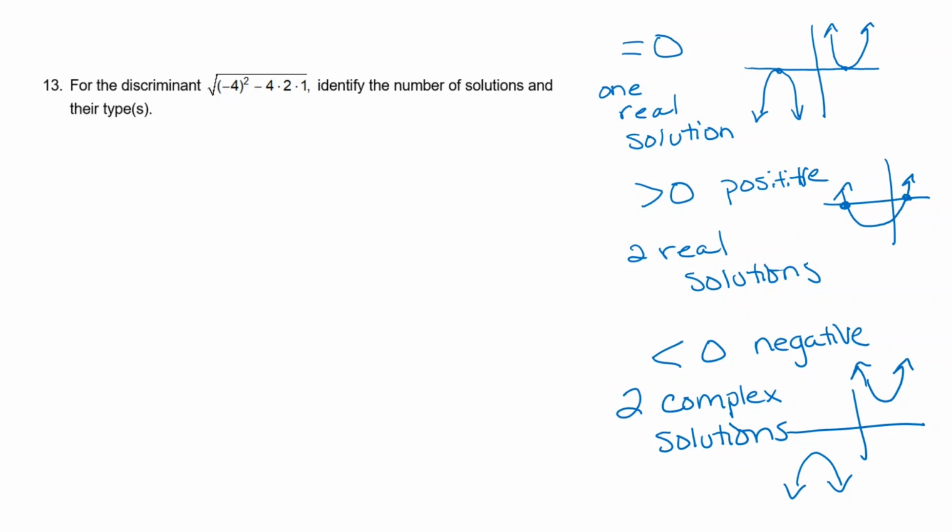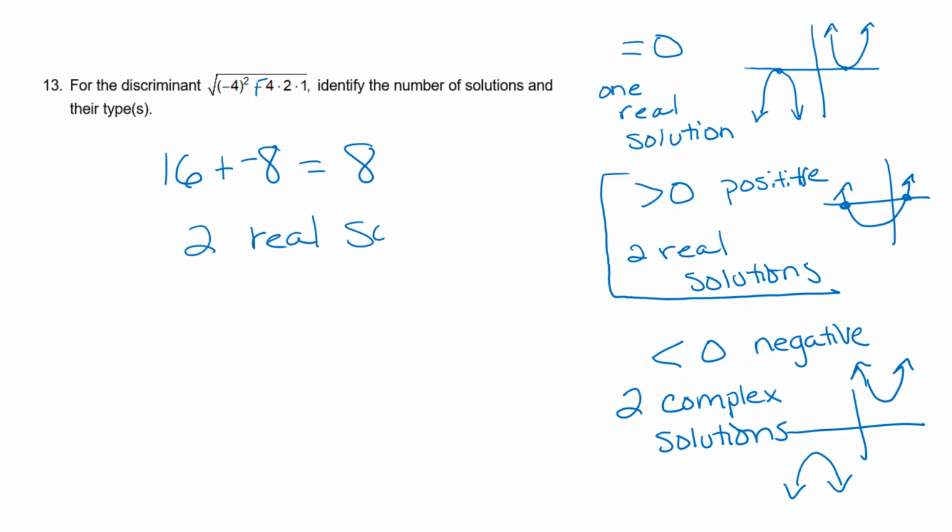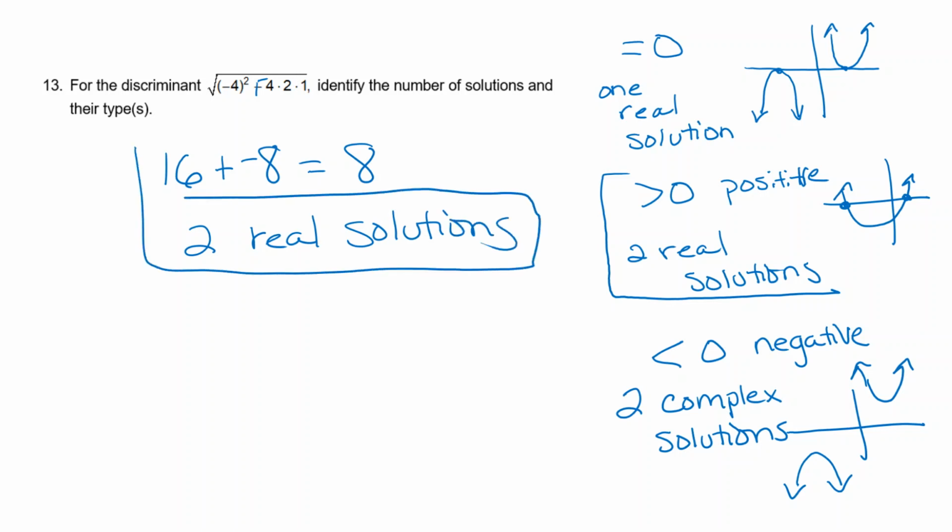So let's take a look at our discriminant here. Be careful, that's negative 4, so that's actually going to be 16. We don't even have to put the radical sign on there. So it's going to be 16 plus negative 8. 16 plus negative 8 equals 8, and that is greater than 0, it's positive, and so that tells me that I have 2 real solutions. And that's your answer right there.